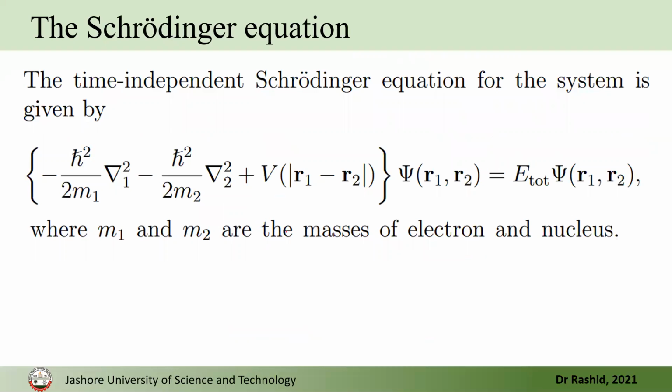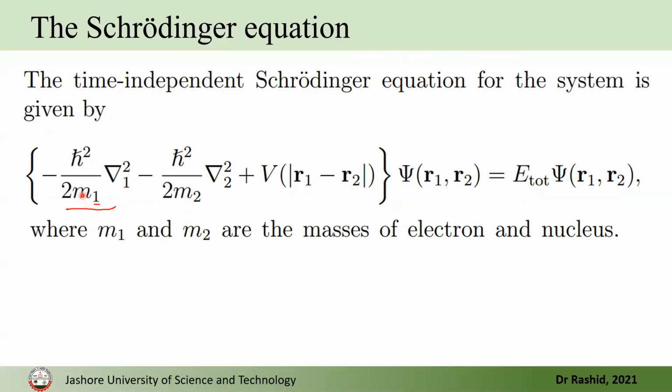Now, if we write the Schrodinger equation for this system, it would be like this. This is the kinetic energy for the electron. Remember, we are using subscript 1 for electron. And this is the kinetic energy term for the proton. And this is the potential between electron and proton. And psi of R1, R2 is the wave function in the Schrodinger equation. E total is the total energy.